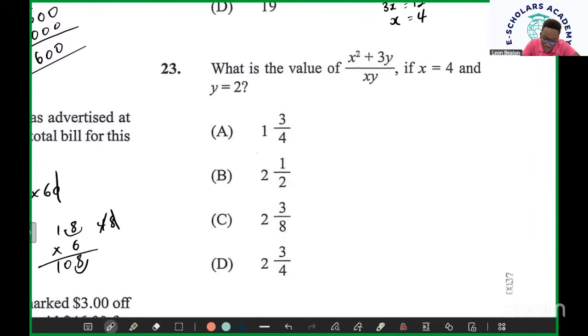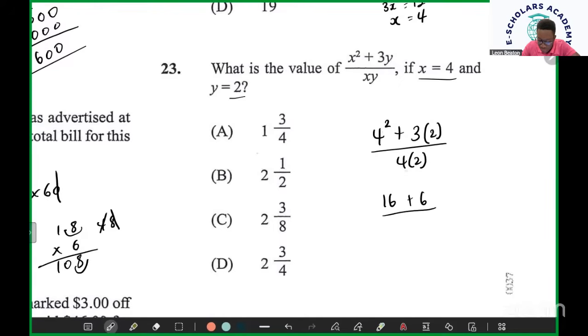Anyways, what is the value of x squared plus 3y, all divided by x times y, if x is equal to 4 and y is equal to 2? So 4 squared is 16, plus 3 times 2 is 6, all over 4 times 2, which is 8. I think we did this one just now. So this will be 22 over 8. 8 can go into 22 2 times with a remainder of 6 over 8. So this will be 2 and 3 over 4, which is D.